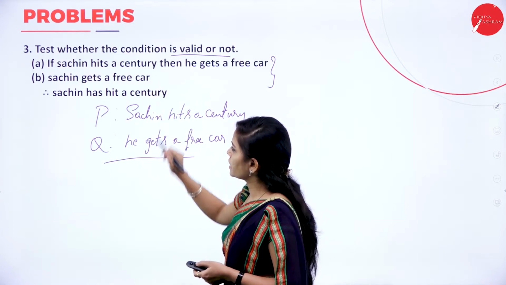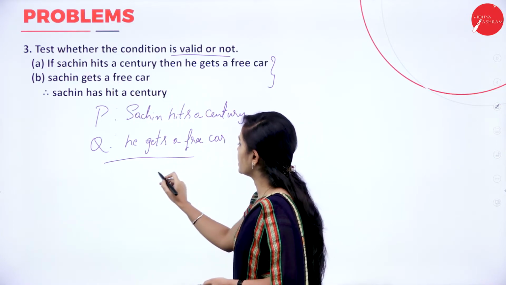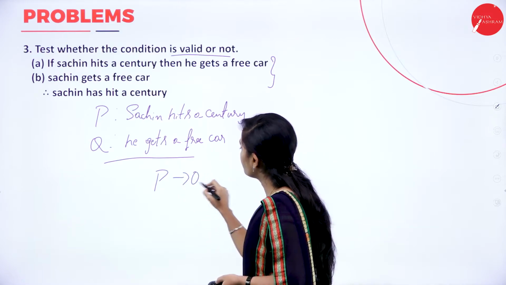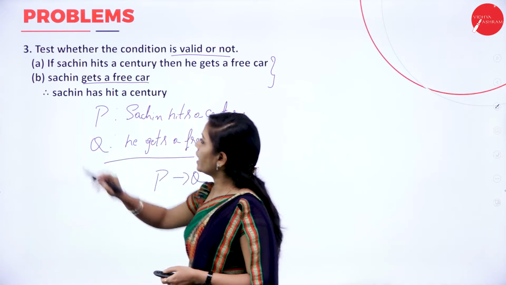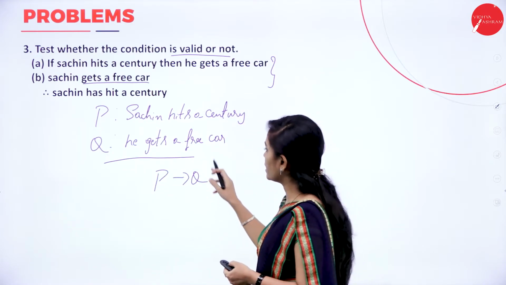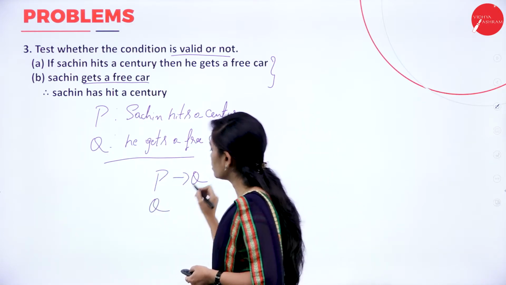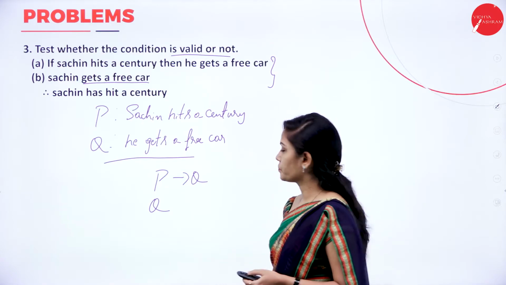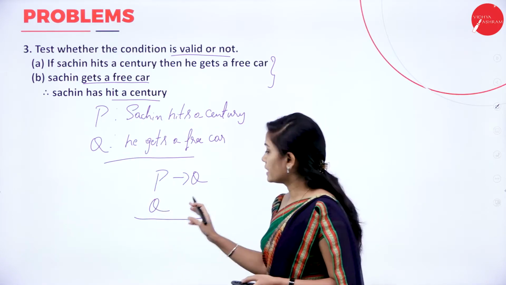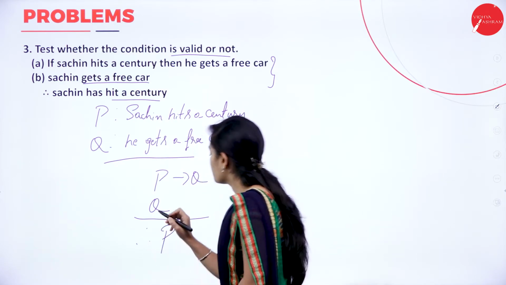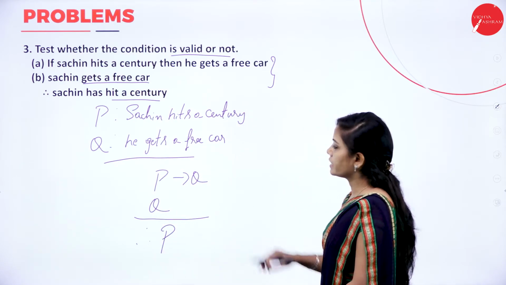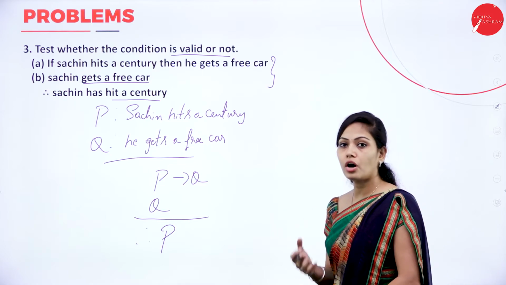So the first premise is, if Sachin hits a century, then he gets a free car. So P implies Q again. And Sachin gets a free car, which is the statement Q. And what is the conclusion? Sachin has hit a century. Therefore, it is P. So, is this valid or not?